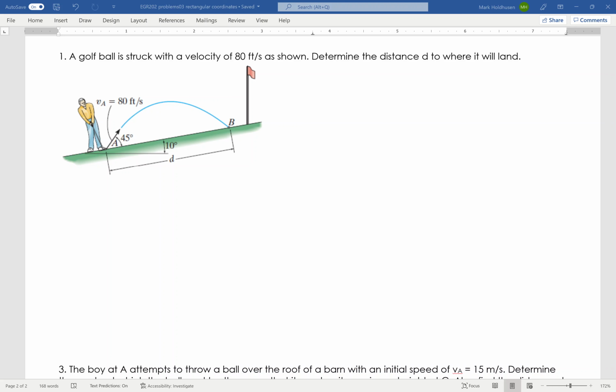All right, in this problem, I've got a golf ball. It's struck at a 45-degree angle, 80 feet per second, on this upward slope of 10 degrees. And I want to find the distance up that slope that this guy moves, okay?